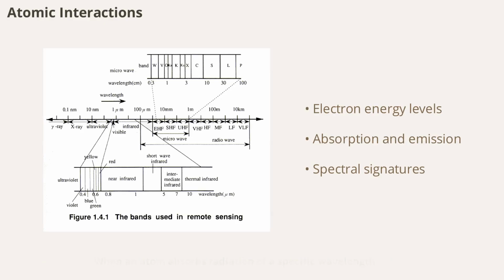When an atom absorbs radiation of a specific wavelength, its electrons are excited to higher energy states. Conversely, when electrons return to lower energy levels, radiation is emitted. This process is fundamental to understanding why different materials have unique spectral signatures. For instance, visible light is often emitted by excited electrons, while infrared radiation is associated with molecular vibrations. These principles help us interpret remote sensing data accurately.